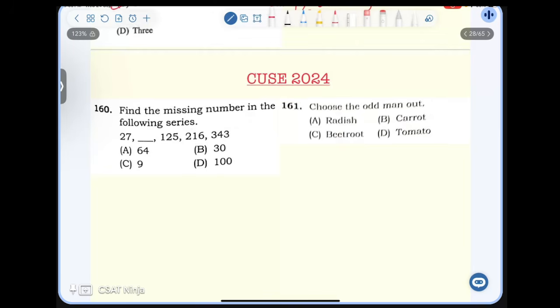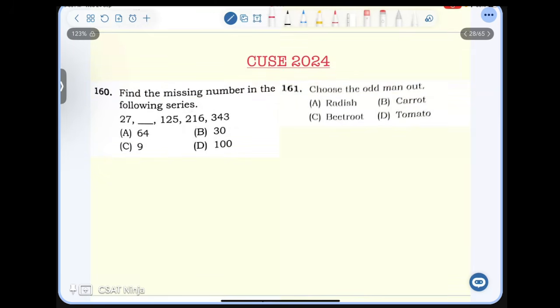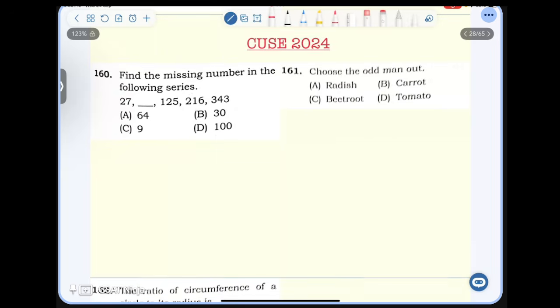Now let's go to CUC 2024. It's 2024 now. We are getting closer to the end. See. This type of question is directly square cube question.